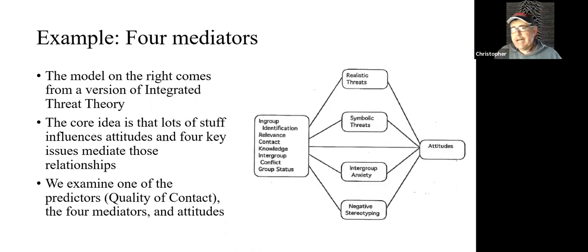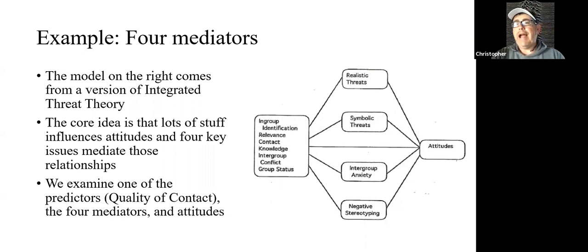So here's a nice theoretical example which shows situations where we might expect multiple mediators. This is a figure from a version of integrated threat theory, or more recently it's been renamed intergroup threat theory. The core idea is that a lot of stuff influences attitudes. And there's 4 key issues that mediate those relationships. You can see the stuff on the left. One of those things is contact, a predictor that we've been talking about.